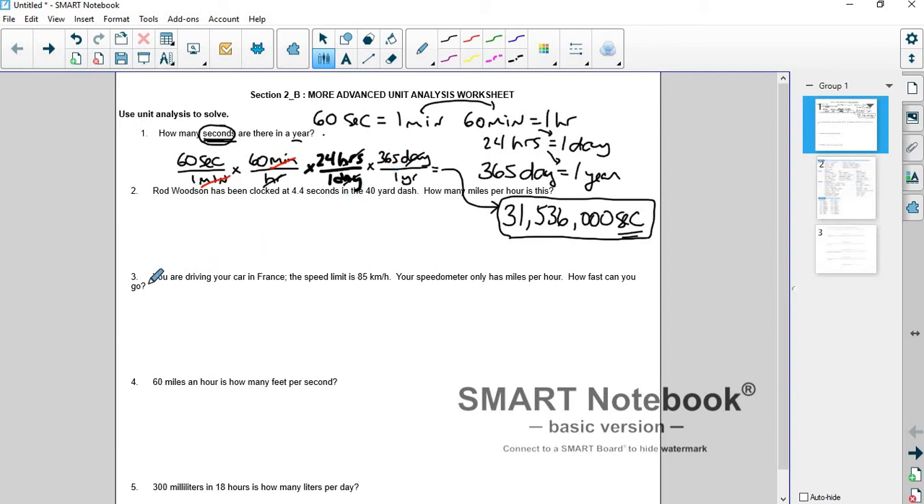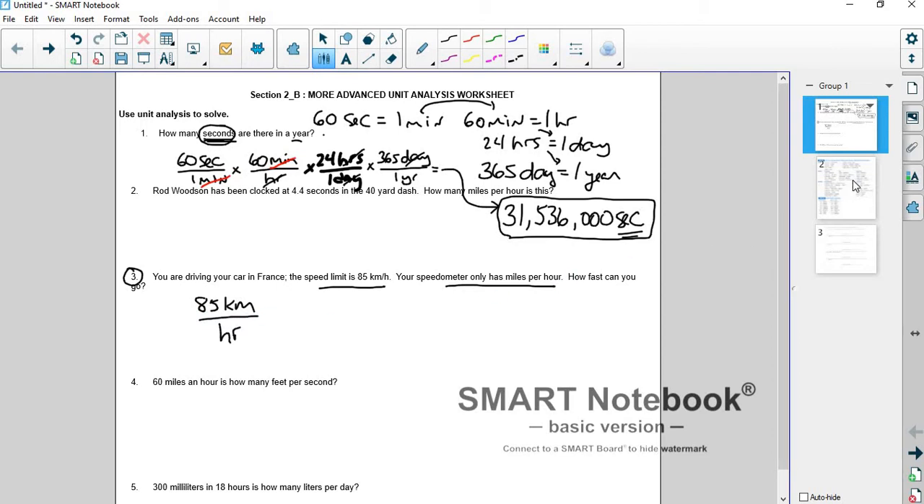And that's the process, it takes just one step at a time. So if you jump down here to number 3, in France, the speed limit is 85 kilometers per hour. But you only know miles per hour. How fast can you go? Well, we write 85 kilometers per hour.